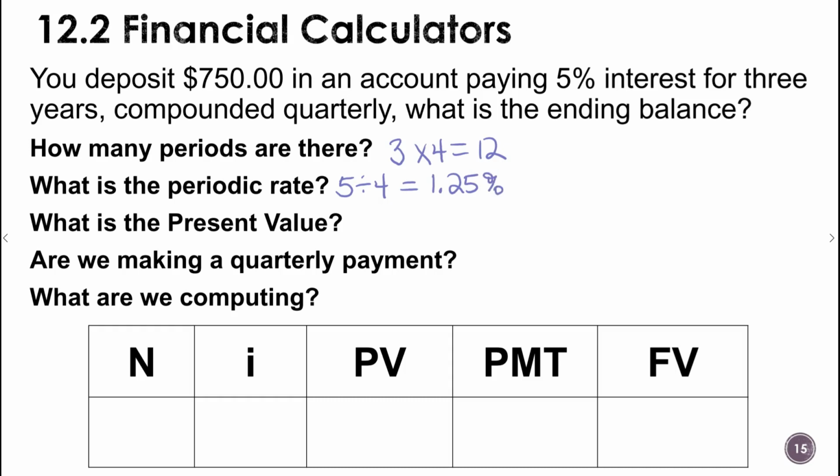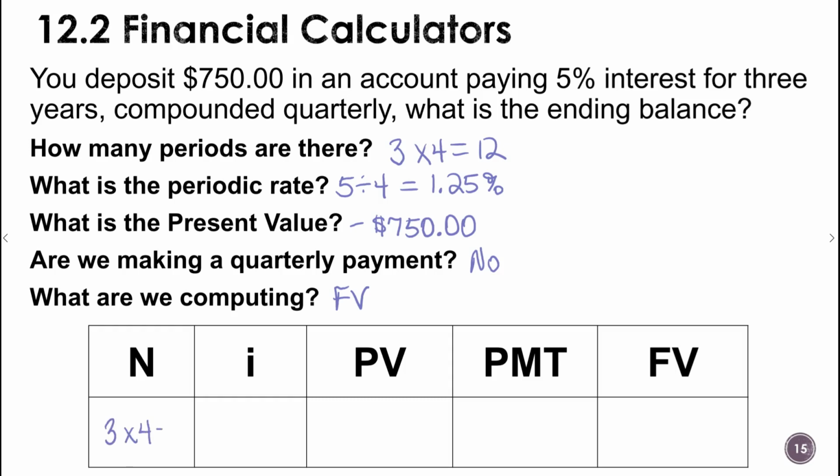And then present value is this $750 with a negative, because it is money going into the bank, so we don't have our hands on it anymore. Are we making a quarterly payment? No, it doesn't say anything about that. And what are we computing? We will be computing future value. All right, so we're going to put that all in the chart.